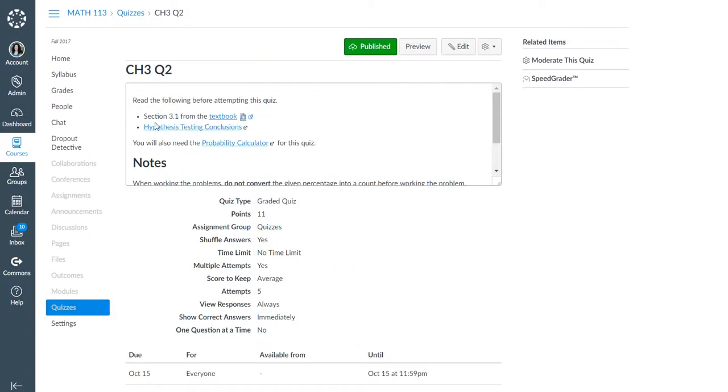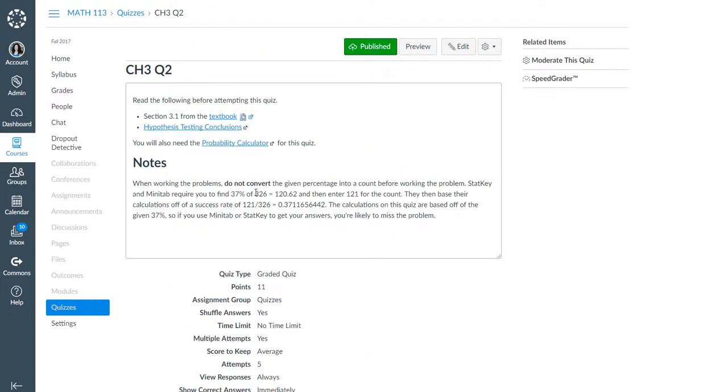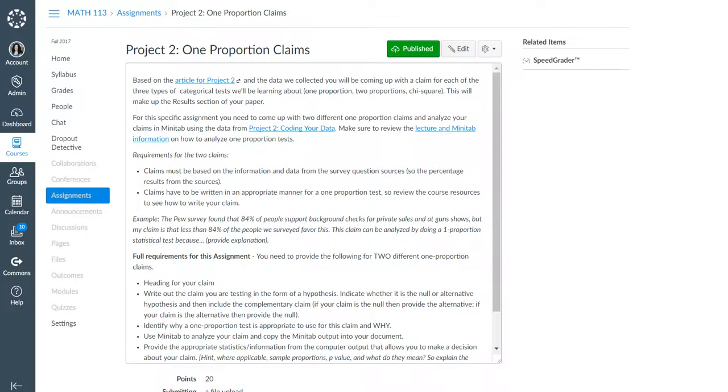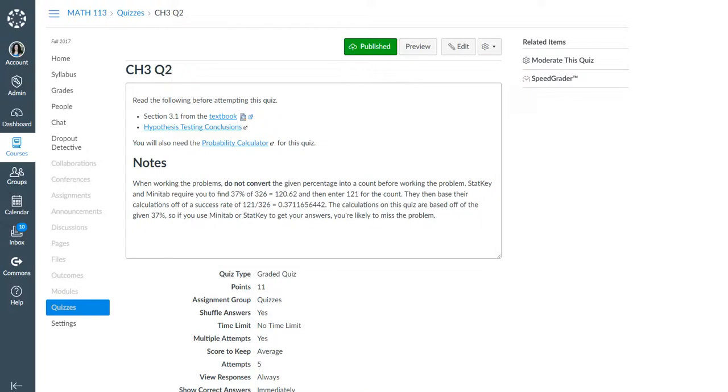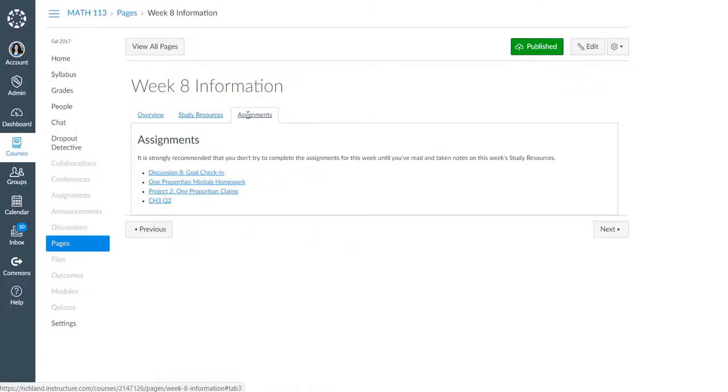Moving forward, we then have the Chapter 3 Quiz 2, and this covers hypothesis testing. Basically, this is hypothesis testing by hand. So this one and this one are using Minitab. This one is by hand. Hopefully doing it by hand will make you appreciate Minitab. So overall, that's it. There are your assignments for this week. Let me know if you have any questions.